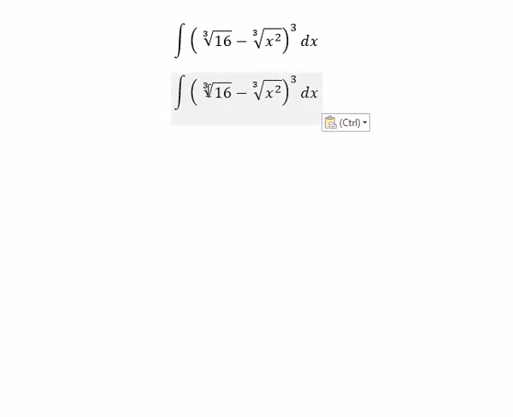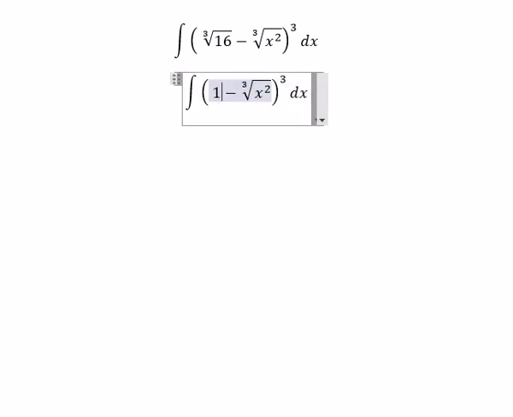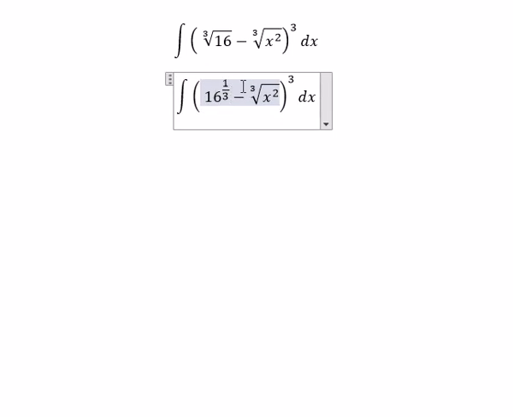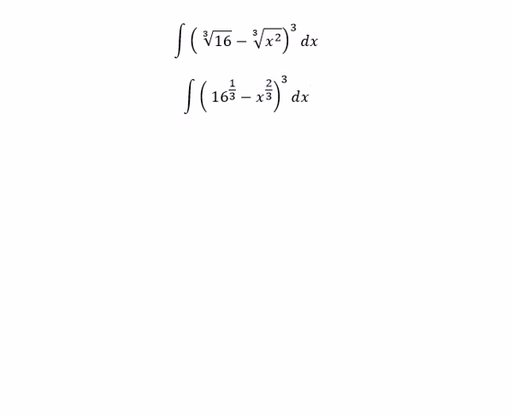For this one, we can write 16 to the power of 1 over 3. This one we can change to x to the power of 2 over 3. And now we just expand this one.